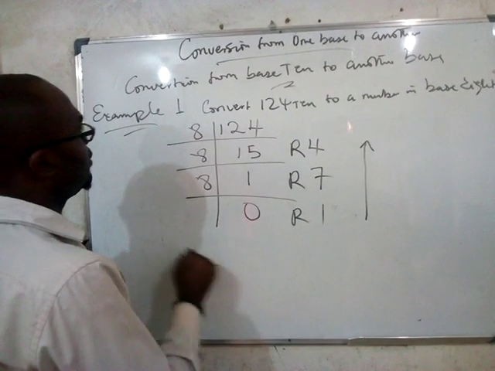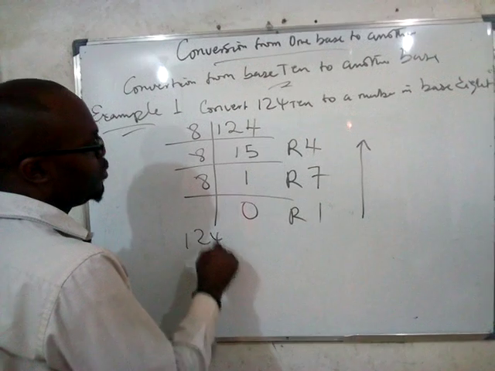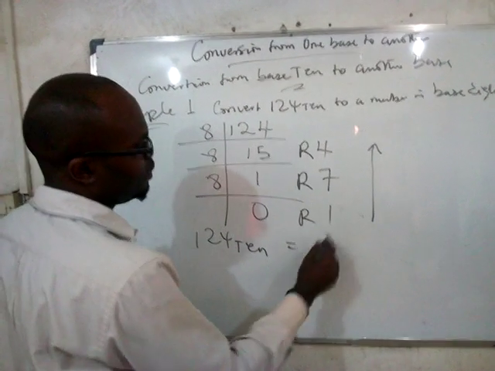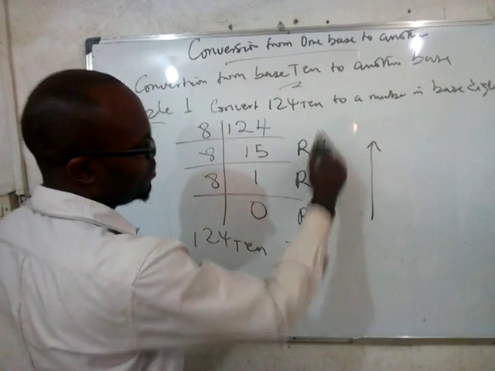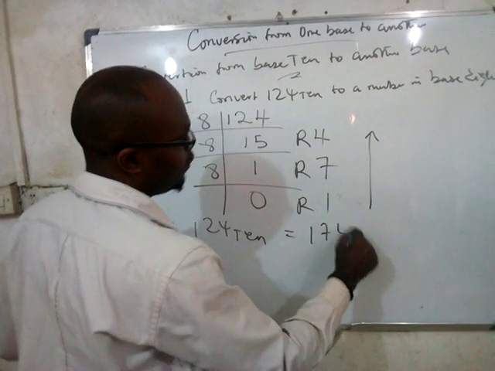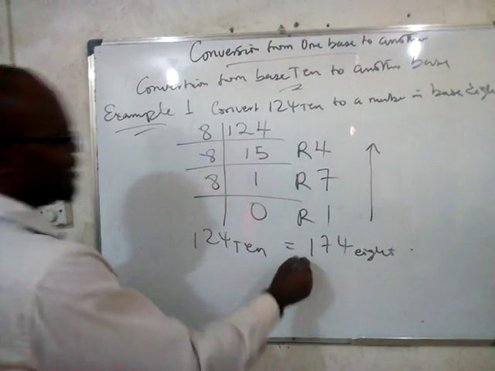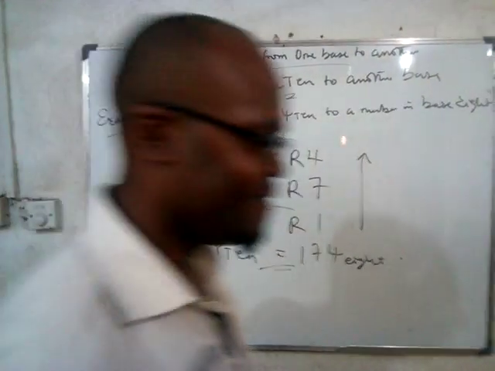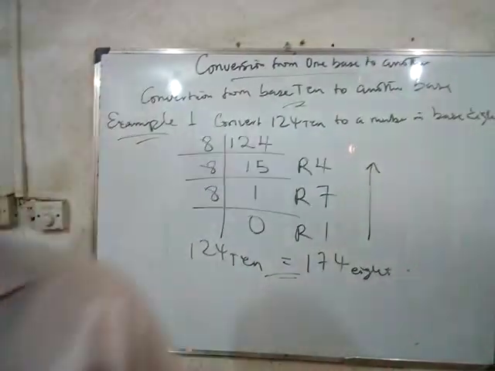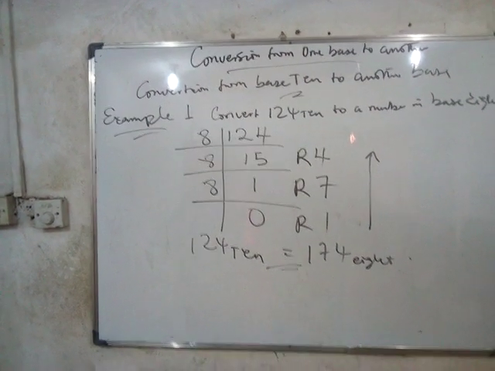So we can now say that 124 base 10 is equal to, can you see the remainders? Take them off from behind: 174 base 8. Sorry, base 8. Is that clear? Yes. That is how you do it.